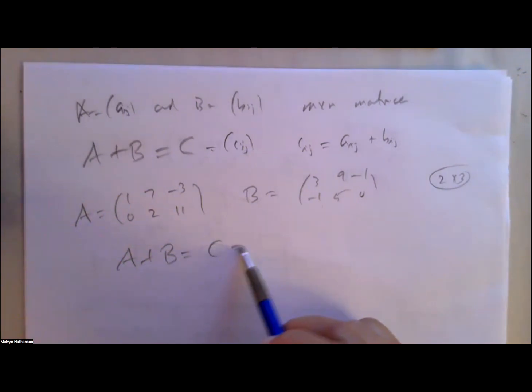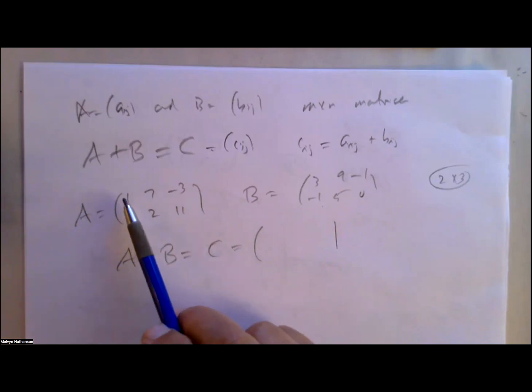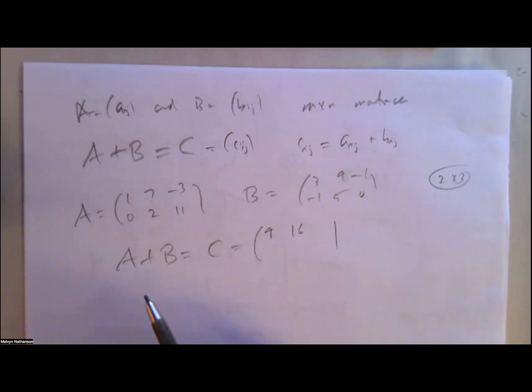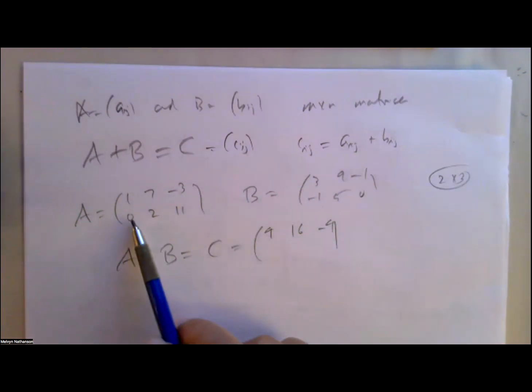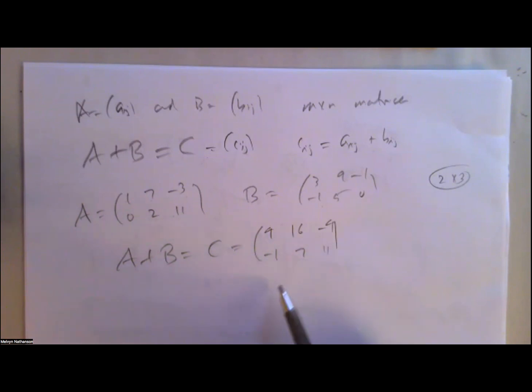So if A plus B is the matrix C, what are the coordinates? Well, first row, first column, 1, 3, you add, you get 4. First row, second column, 7 plus 9 is 16. First row, third column, minus 3 minus 1 is minus 4, and so forth. You add the second row to the second row, you get minus 1, 7, 11. That's the sum of the matrices. Okay. Any questions about that?